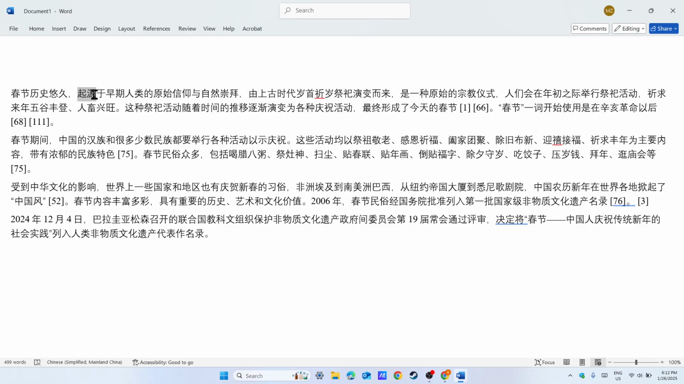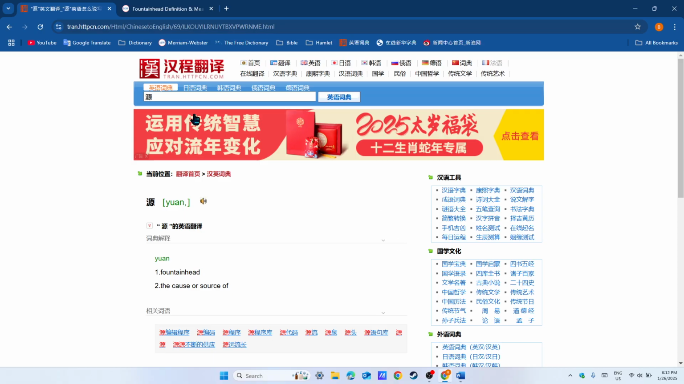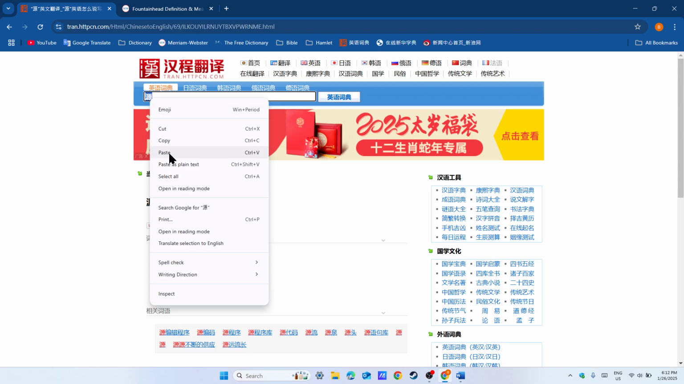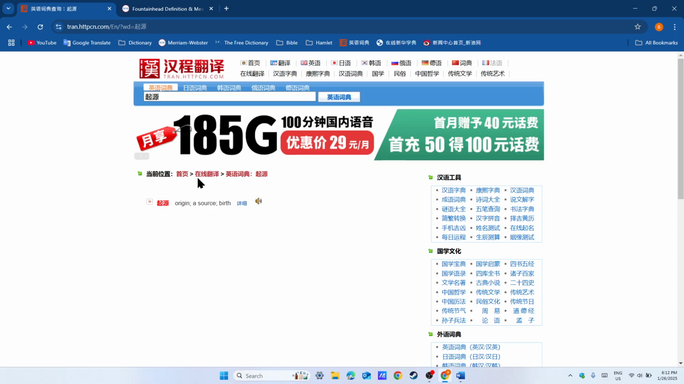Now, this is qiyuan. Qiyuan means where it comes from. What is the source? Before, we said qiyuan. When these two words are combined together, can we find the phrasal meaning?